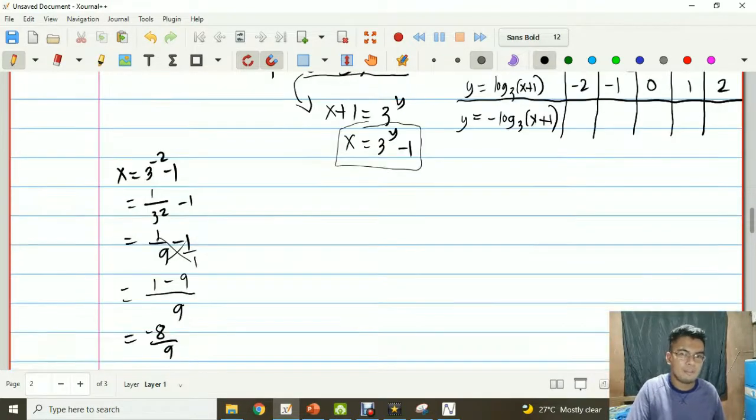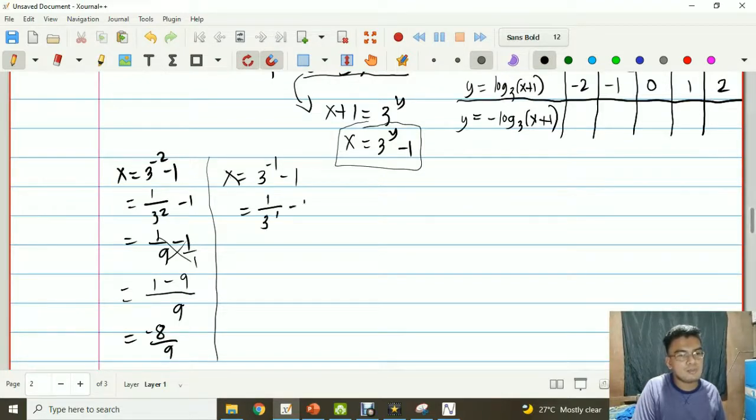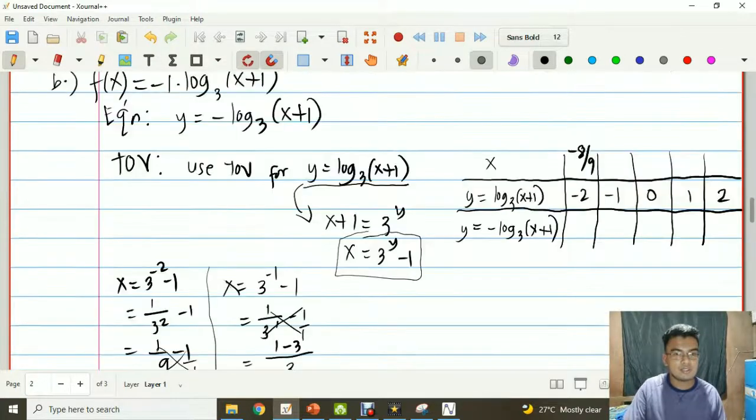So, if our y is negative 1, then we have 3 raised to negative 1 minus 1. 3 raised to negative 1 is equivalent to 1 all over 3 raised to 1, then minus 1. All over 1, cross multiply. So, ang LCD ay 3. 1 times 1 is 1. 3 times negative 1 is negative 3. This is equivalent to negative 2 thirds. We have negative 2 thirds here.